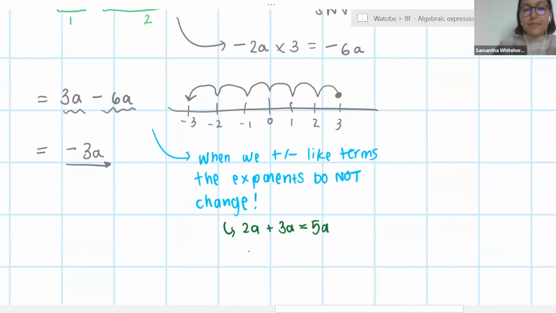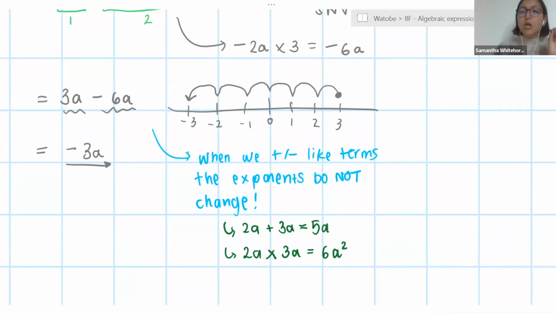However, if I were to say 2A times 3A, I'm changing the operation. The multiplication means the exponent can now change. 2 times 3 is 6, and A times A is A squared. So it is only when we multiply or if we divide with variables does the exponent change. If I am adding or subtracting, the exponent doesn't change. So the variable stays exactly as it was in the original question.